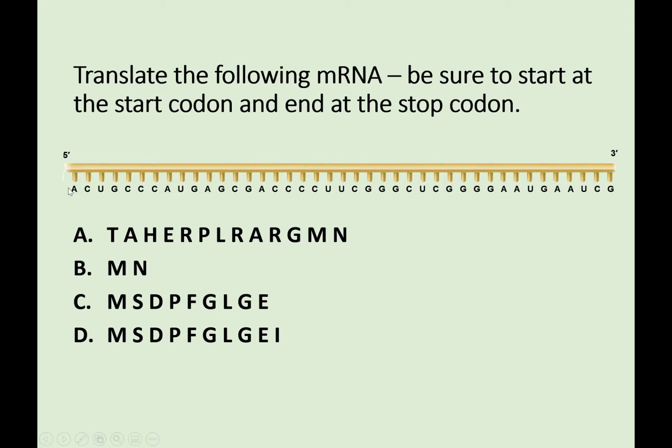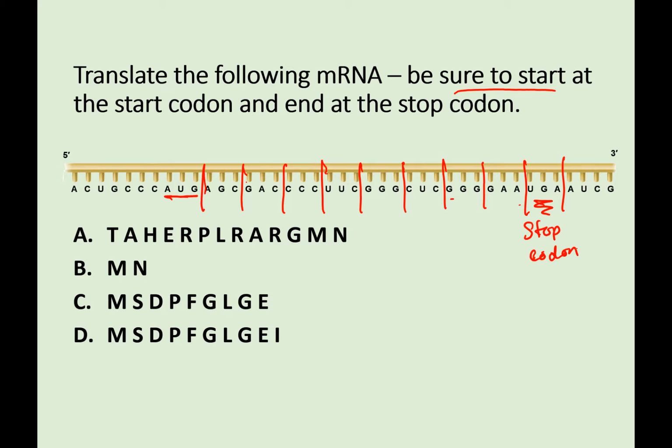All right, so I want you to try this one. And so this one, the reminder, which I won't always give you, is be sure to start at the start codon. So you actually need to scan until you find AUG. And then you mark your groups of three. One, two, three. Until you come, and I just happen to know my stop codons, until you come to a stop codon. Okay. And just so you double check yourself, the answer to this would be C.